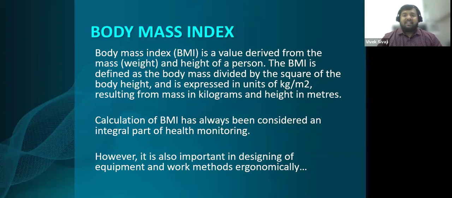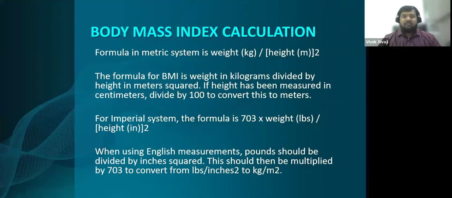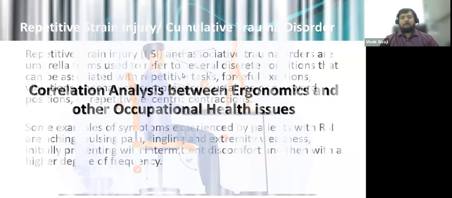I think there is nobody here who doesn't know what BMI is, right? Calculation of BMI, I think everybody knows, right? Formula in metric system is weight by height squared, right? And you calculate it and you identify what is your body mass index. Now, let me talk about what is the correlation analysis between this ergonomics and other occupational health issues.